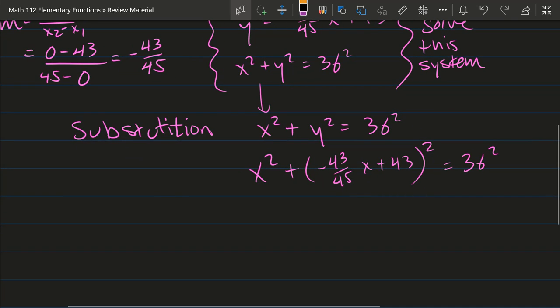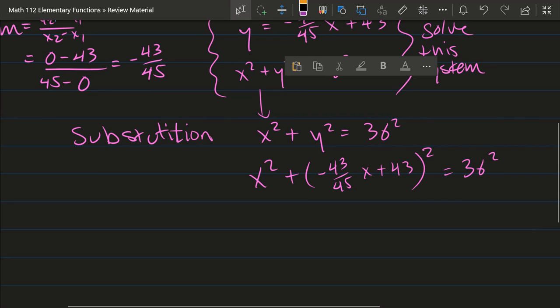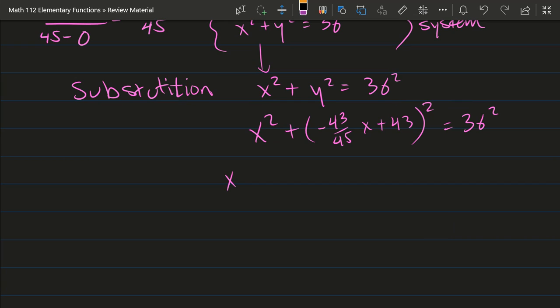All right, so this is looking pretty ugly. We do want to solve for x, so first thing I'm going to have to do is FOIL this out, and then I will have some x terms, some x squared terms, and some constants, and we're looking at a quadratic equation. It's just not in the normal quadratic form. So we'll need to get it there.